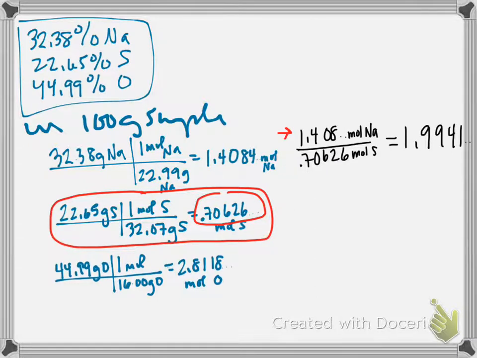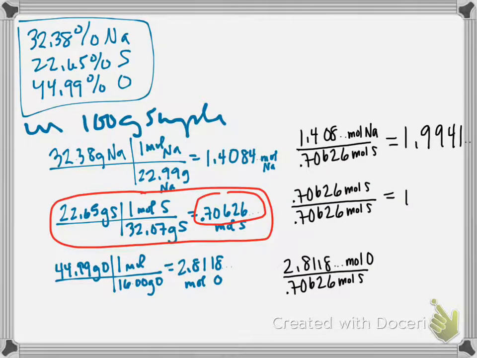Now, sulfur's easy because it's my 1. So for every 1 mole of sulfur that I have, I have 1 mole of sulfur. Duh, that was easy. And then my last one is my oxygen. So I have 2.8118, etc. moles of oxygen divided by my 0.70626 moles of sulfur. What do I get? I get 3.98137. Gee, awful close to 4.